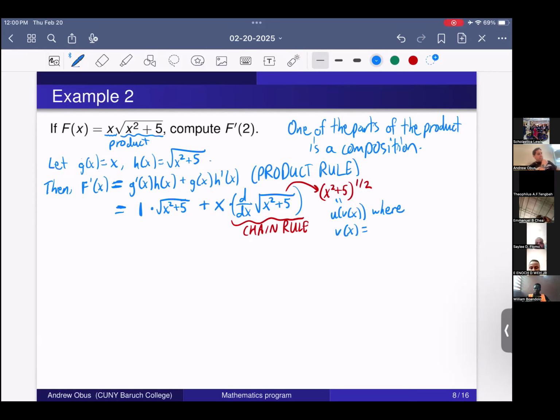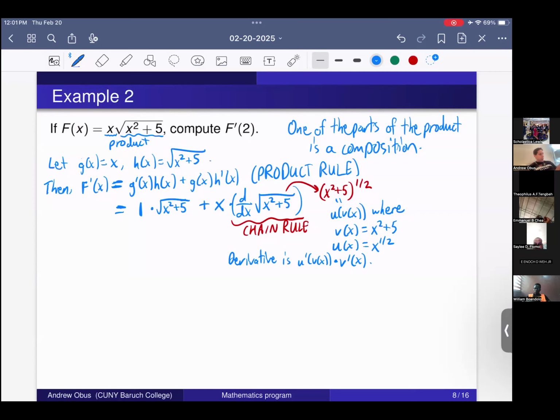So the v of x is the inside thing here, so that should be x squared plus 5. And our u of x is the outside function. So we take x squared plus 5, and then we're raising it to the 1/2. So u of x should be x to the 1/2, right? So for this, we're going to use the chain rule. We remember here that the derivative for the chain rule is u prime of v of x times v prime of x.